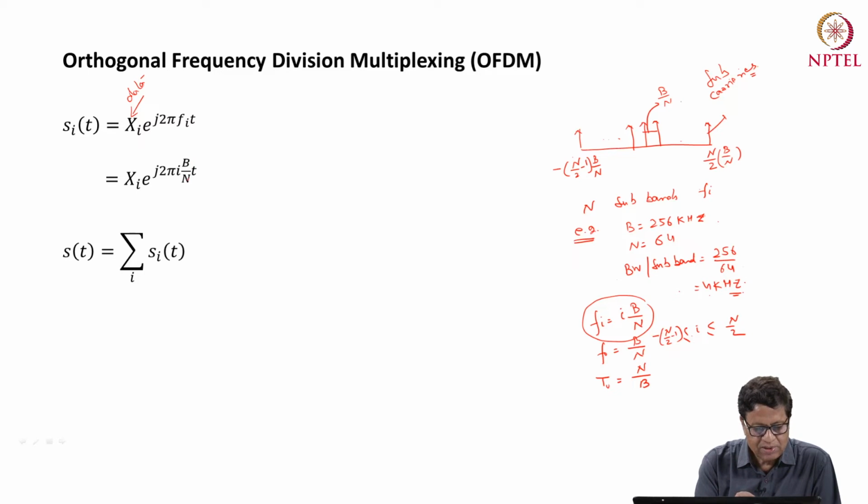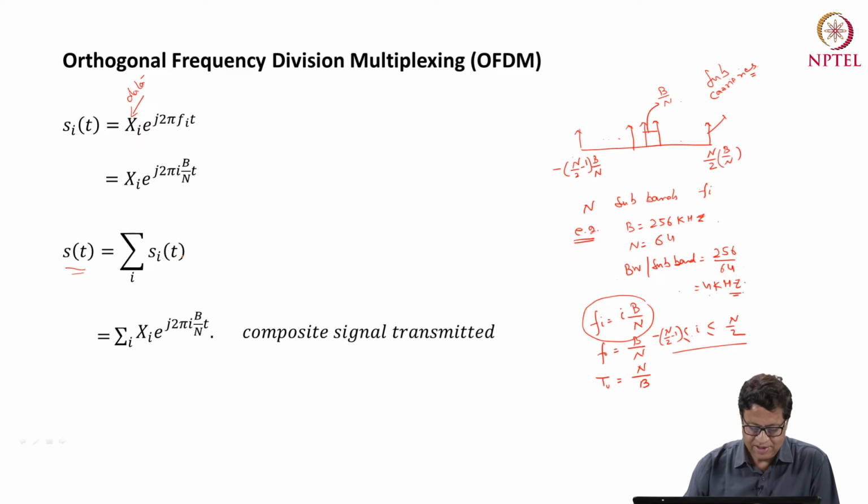And similarly, all the data Xi, where i changes from minus n by 2 to n by 2, total n subcarriers, the data is Xi plus 1, Xi minus 1 and so on. So the total data, the composite signal, the combined signal carrying different data on different subcarriers, is given by s(t), summation over i of si(t), which can be written as Xi e raised to j 2 pi i b by n t. This is the composite signal which is transmitted.